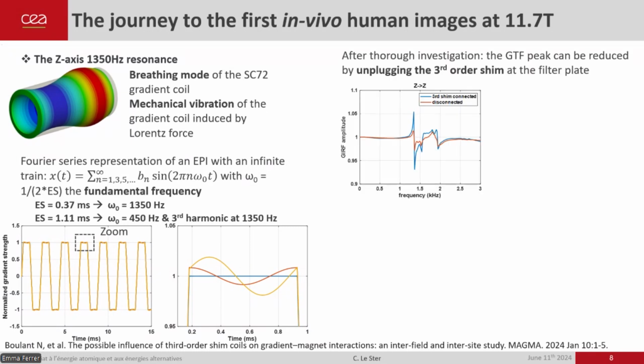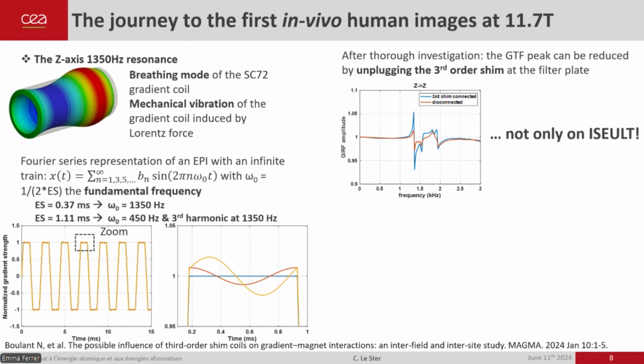So we spent a lot of time trying to troubleshoot the scanner and find the origin of these strong peaks in the transfer function. And after some time, we finally found out that when we unplug the third-order shim coil on our scanner, we are able to reduce the peak amplitude, meaning less coupling between the gradient and the magnet, and an improved transfer function.